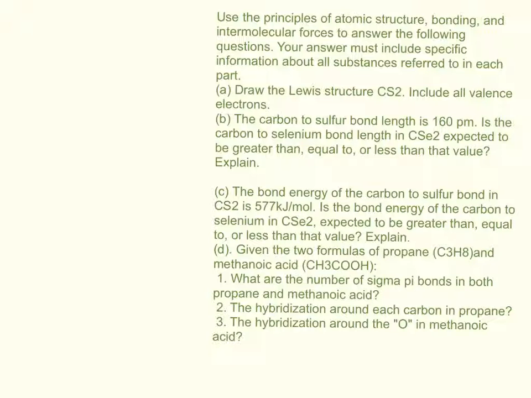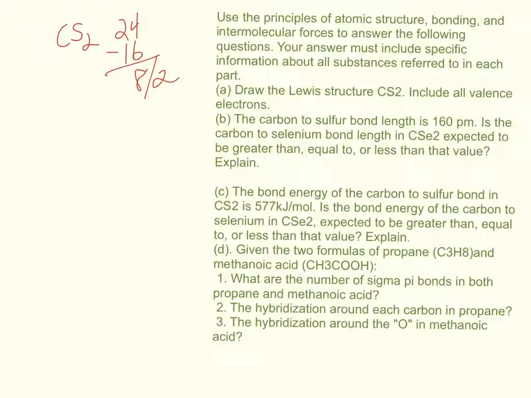Let's start with drawing the CS2, and in order to do that, I'm going to use the half-want rule because I know that it's a small molecule, and I know carbon and sulfur both want 8, and that would be 3 atoms at 8, which would give me a total of 24. And I know that right now sulfur has 6, there's 2 of them, that's 12, plus 4 from the carbon is 16. So that's a difference of 8. 8 divided by 2 is 4 bonds.